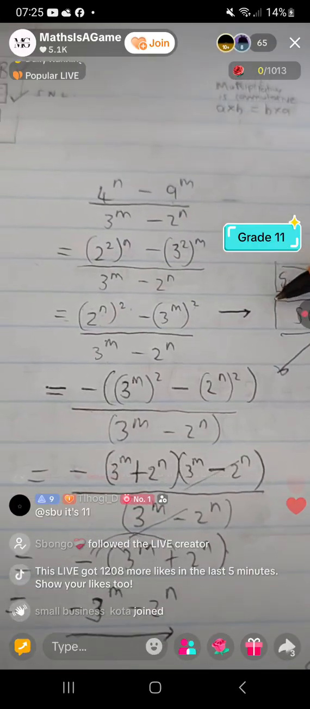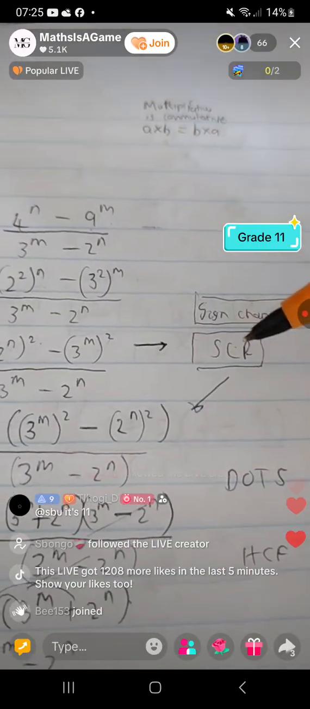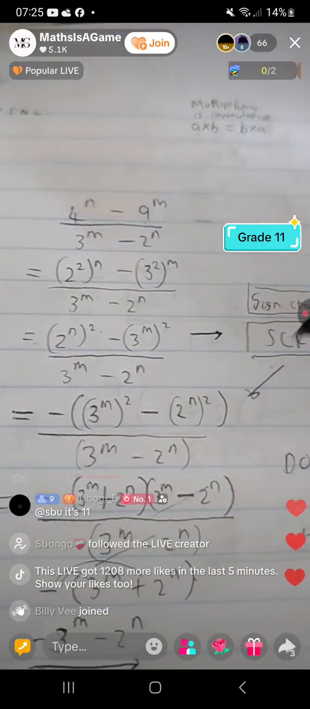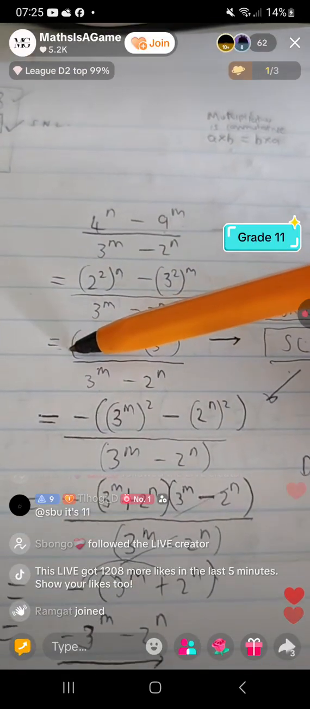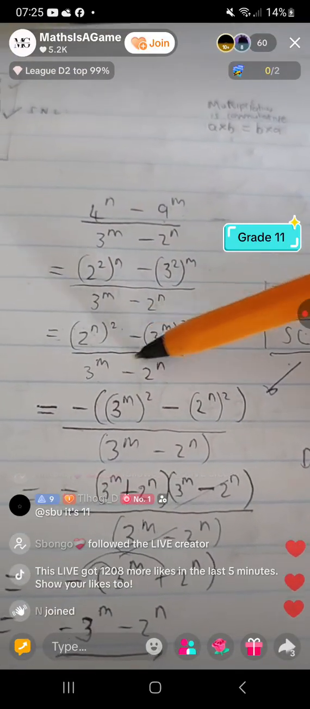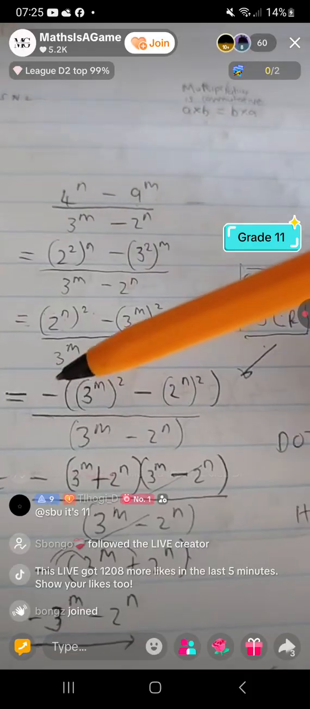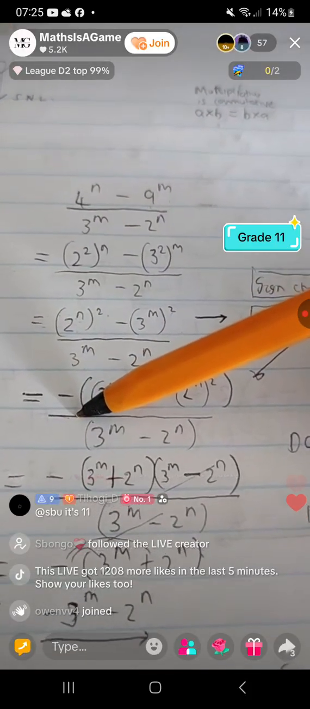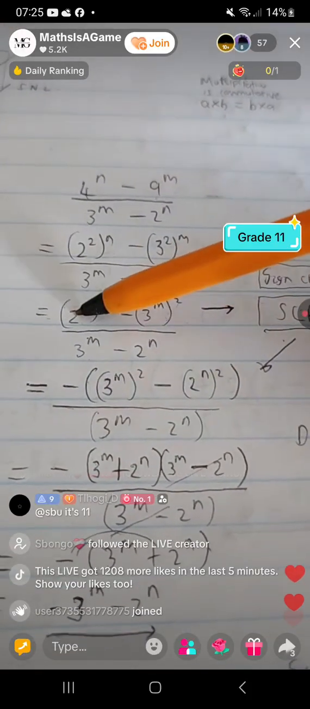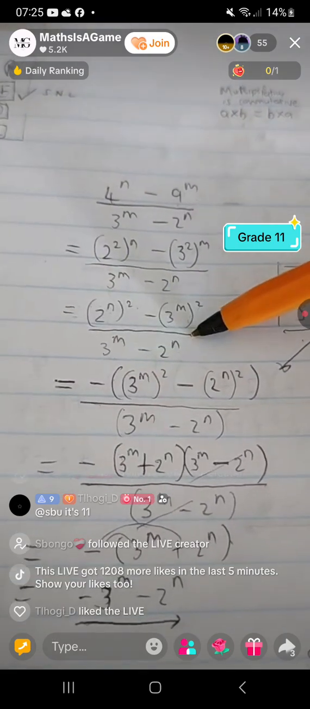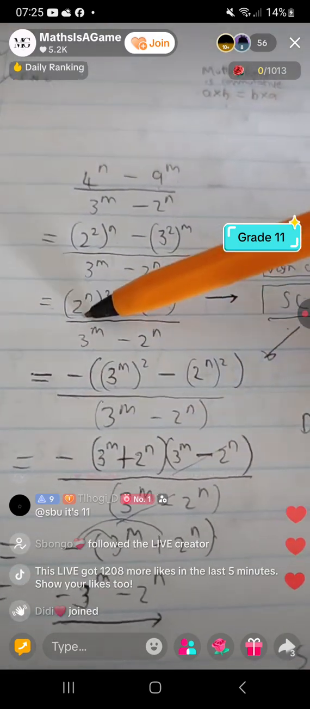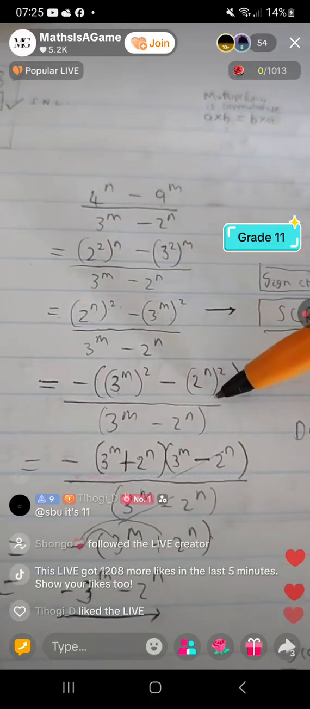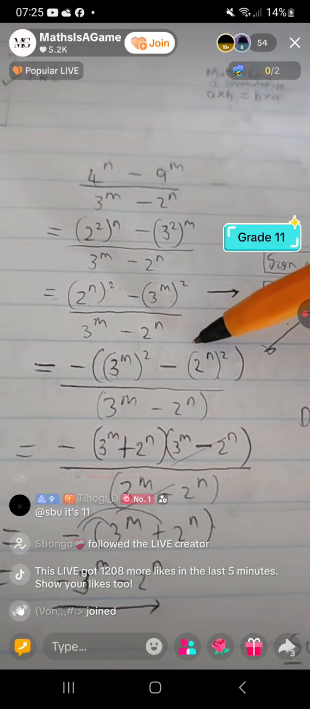Let me repeat this again. The sign change rule is a rule that we can apply. What do we do? We take out a negative sign where there are two terms with a minus sign in between. You can take out a negative sign. Then you rearrange the order of the terms. So 3 to the power m squared is now your first term, and 2 to the power n squared is now your second term in this expression.